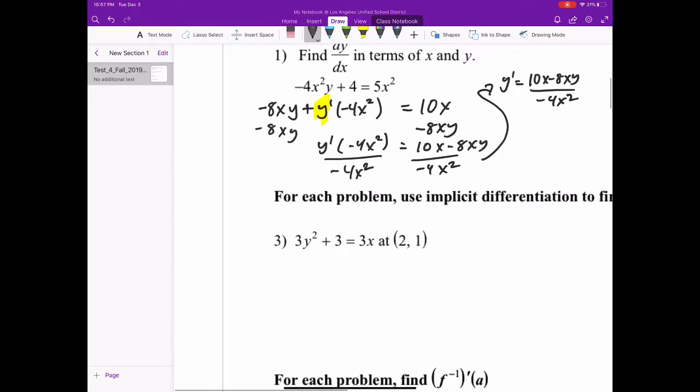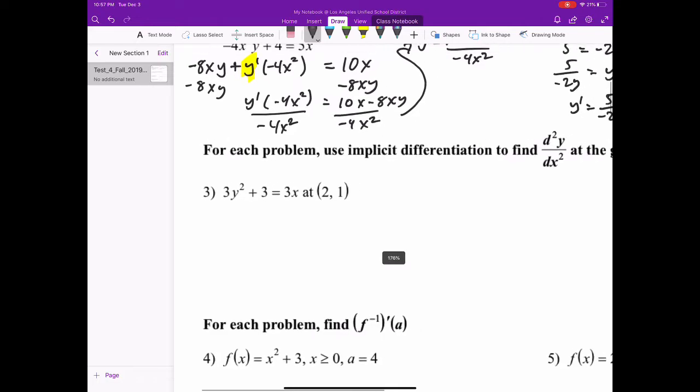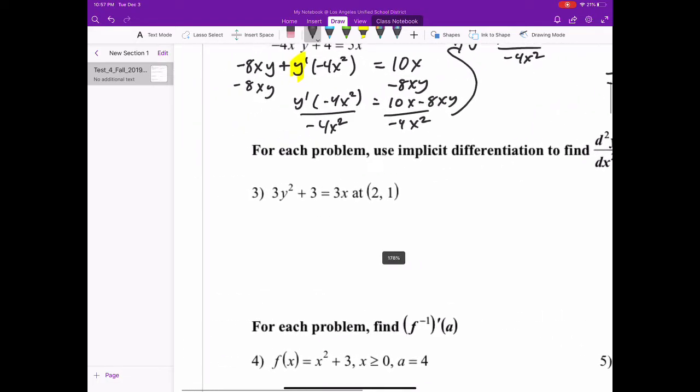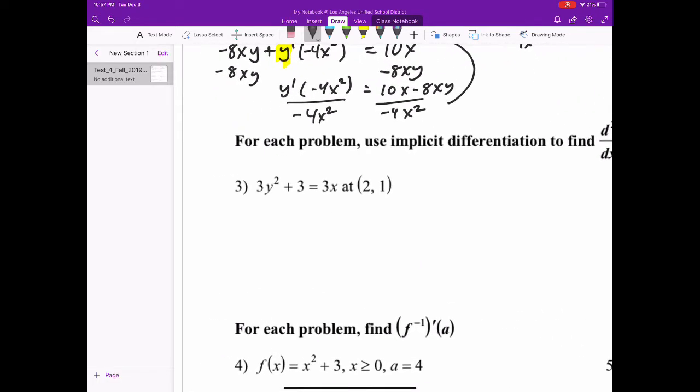Okay, let's move on to problem number 3. They want us to find the second derivative and given a point. So let's go ahead. This one seems pretty easy, straightforward. We take the derivative of 3y squared is 6y y prime, because of chain rule. The derivative of 3 is 0, and the derivative of 3x is just 3. Easy peasy. Now let's solve for y prime.